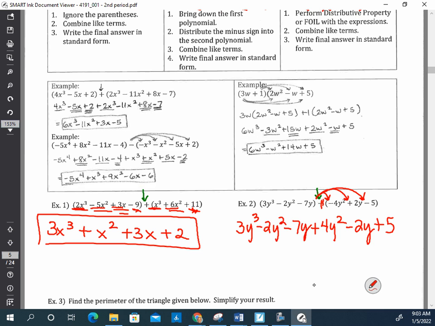So that's correct. All right. Oh, go ahead. That's all the time. When you're subtracting, you're taking the second parentheses and multiplying it times -1.